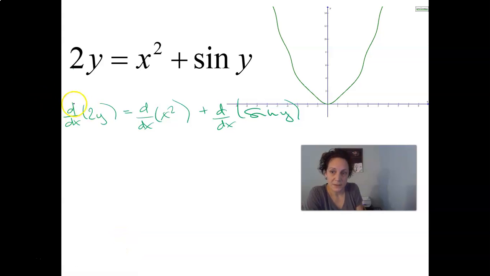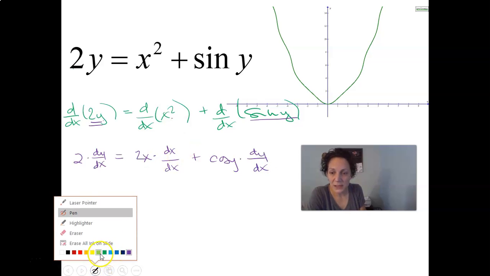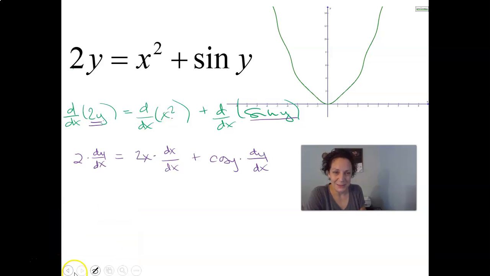One at a time. The derivative of 2y is going to be 2. It was a y term, so dy/dx. The derivative of x squared is 2x. It was an x term, so dx/dx. Finally, the derivative of sine y is cosine of y. It was a y term, so dy/dx. This is the first one that we're seeing where the algebra gets a little stickier.